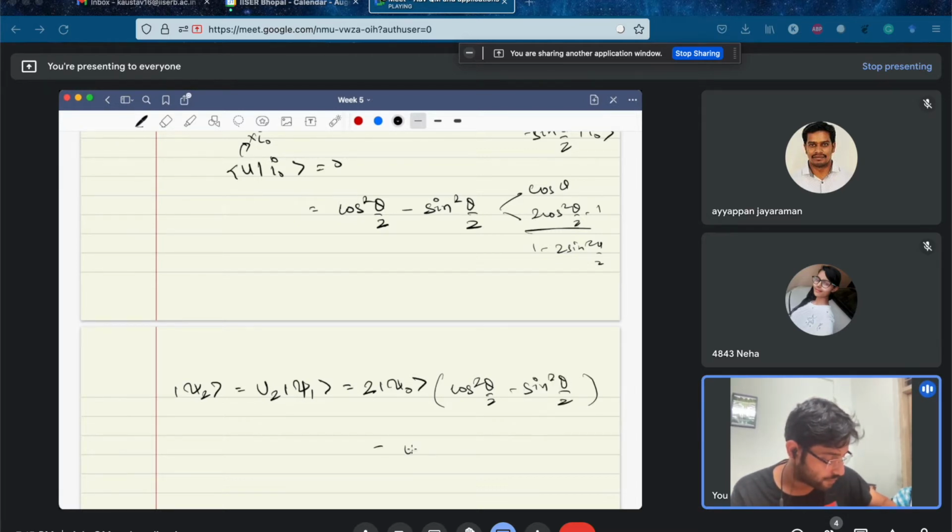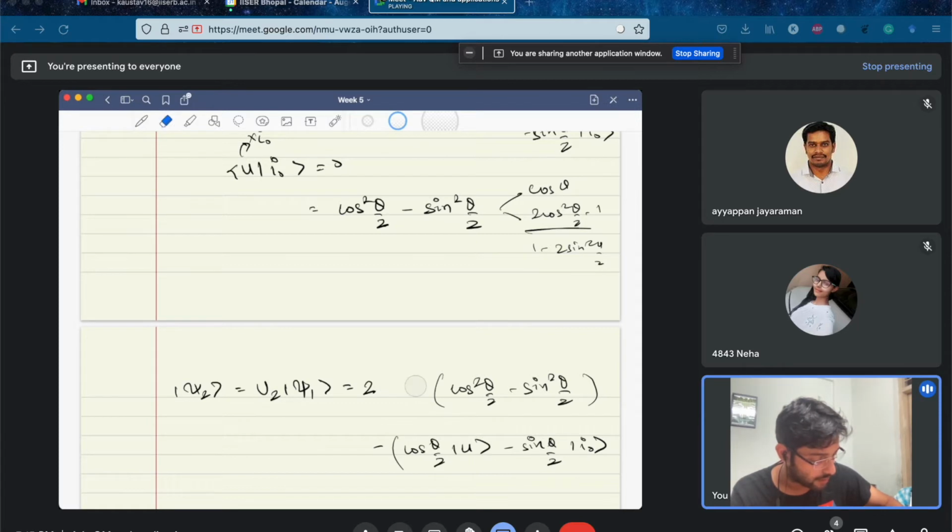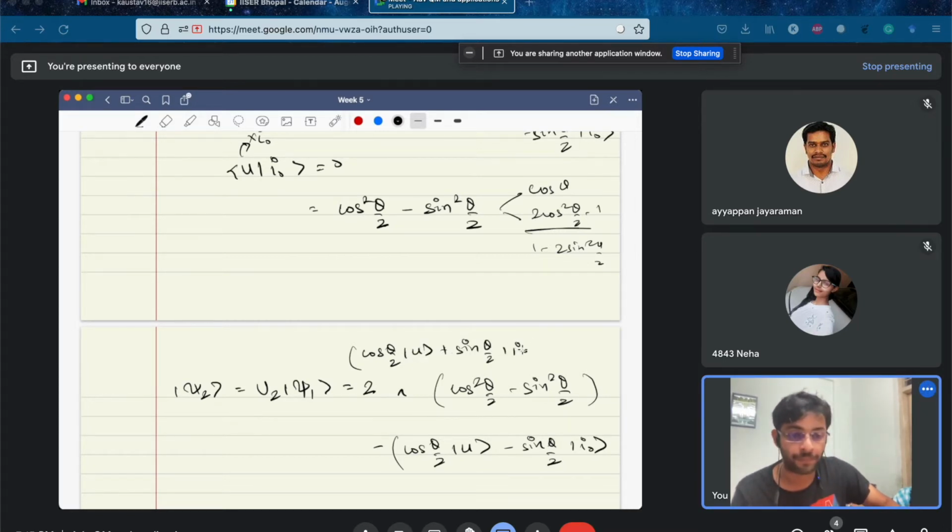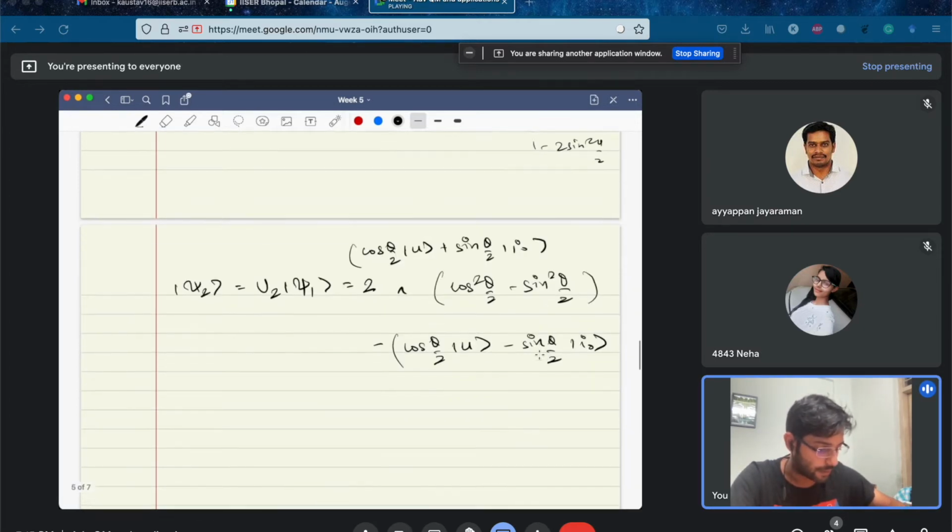minus psi 1, which is cos theta by 2 u minus sine theta by 2 I naught. So let me write this psi naught as well. Okay, I'll just write above. So this is your cos theta by 2 u plus sine theta by 2 I naught. Okay, if you have any questions in between, just ask me, unmute yourself and ask me straight away.